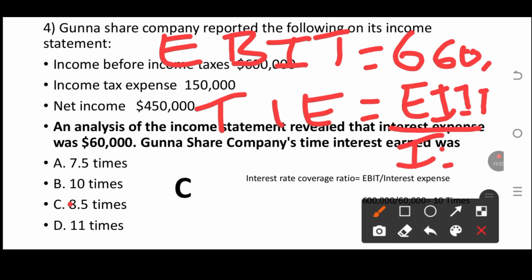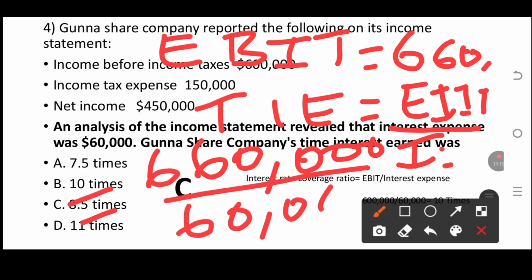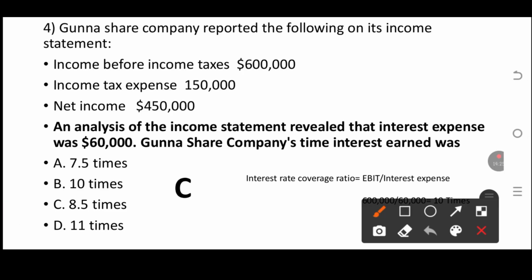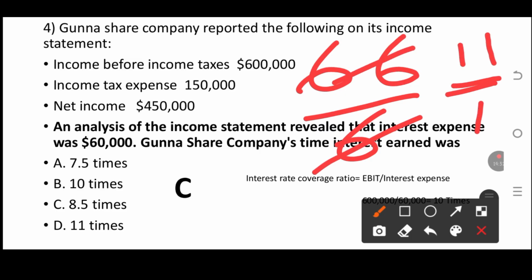So it is $660,000 divided by $60,000. The zero cancels with the zero, and another zero cancels with zero. The remaining is 66 divided by 6, which is 11. So 11 is the correct answer. How many times was interest earned? It's 11 times.